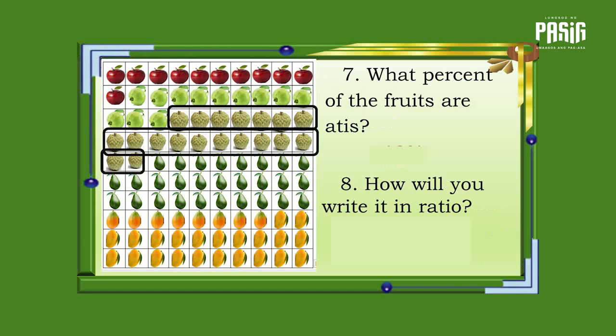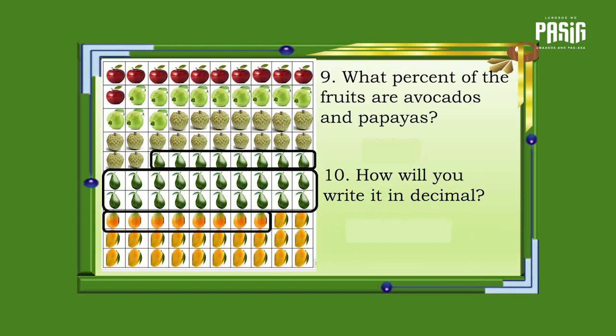Question number 7. What percent of the fruits are atis? And here are the atis. I'll give you another 5 seconds to count the number of atis. And there are 19 atis in all. That would mean 19%. Question number 8. How will you write 19% in ratio? I'll give you another 5 seconds to answer. And the answer is 19 is to 100 using the phrase form, or 19:100 using the colon form.